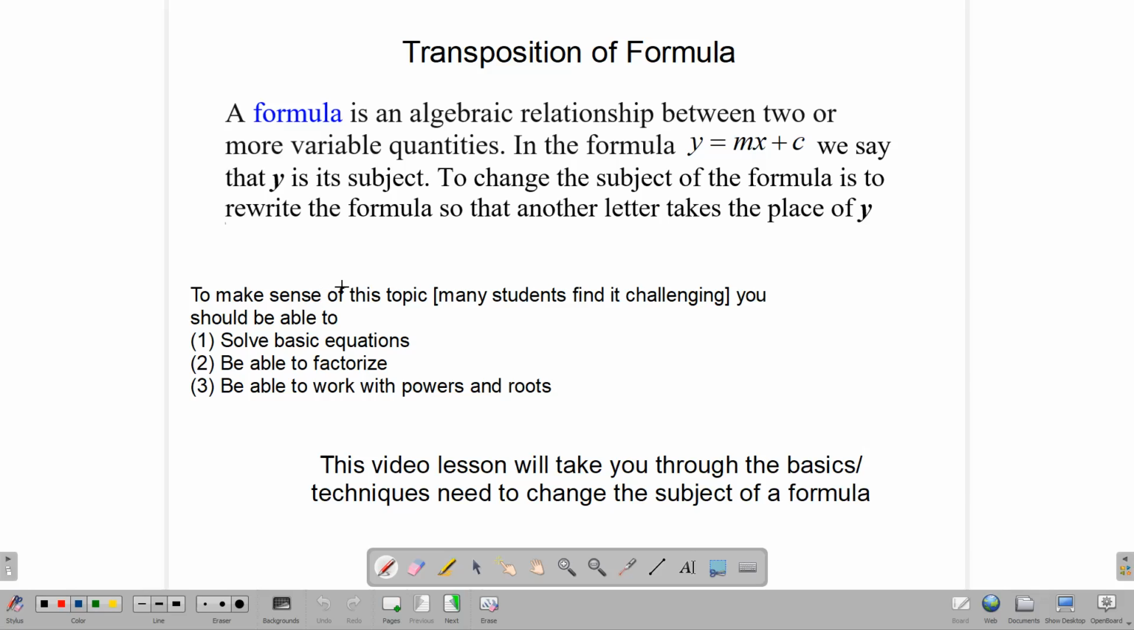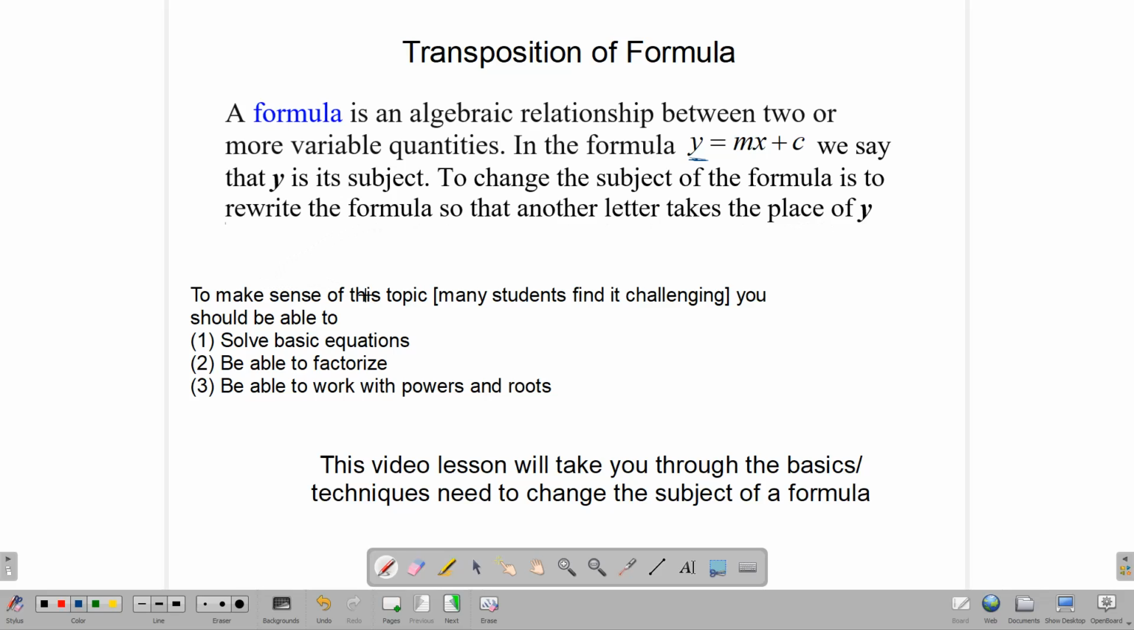In this episode, we're going to be talking about transposition of formula. A formula is an algebraic relationship between two or more variables or quantities. In the formula y equals mx plus c, we say that y is its subject. To change the subject of the formula is to rewrite the formula so that another letter such as m or x or c takes the place of the y.